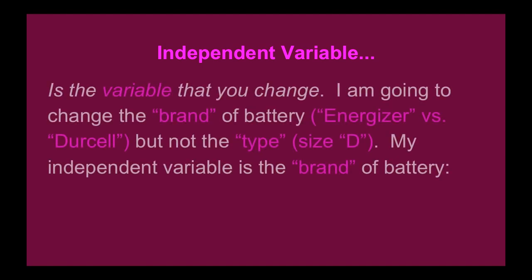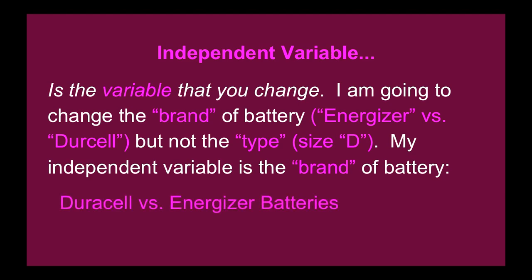The independent variable is the variable that you change. I am going to change the brand of battery, but not the type. My independent variable is the brand of battery, Duracell versus Energizer batteries.